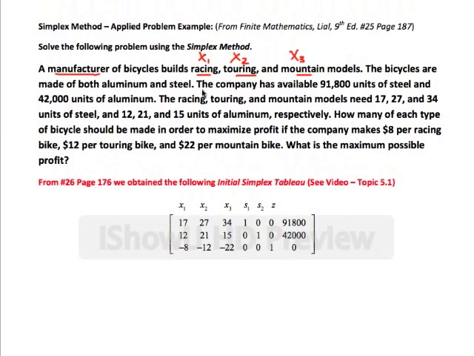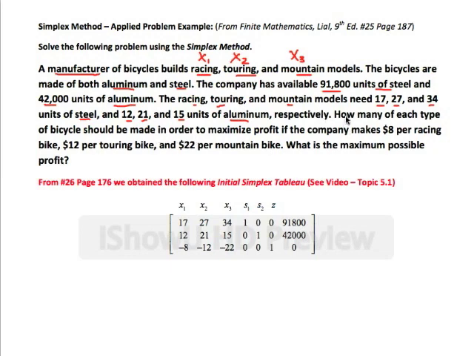Now the bicycles are made of two different kinds of material, aluminum and steel, and the company has 91,800 units of steel and 42,000 units of aluminum. Now we also noticed that racing, touring and mountain bikes will need 17, 27 and 34 units of steel and 12, 21 and 15 units of aluminum. Now how many of each type of bike should be made?